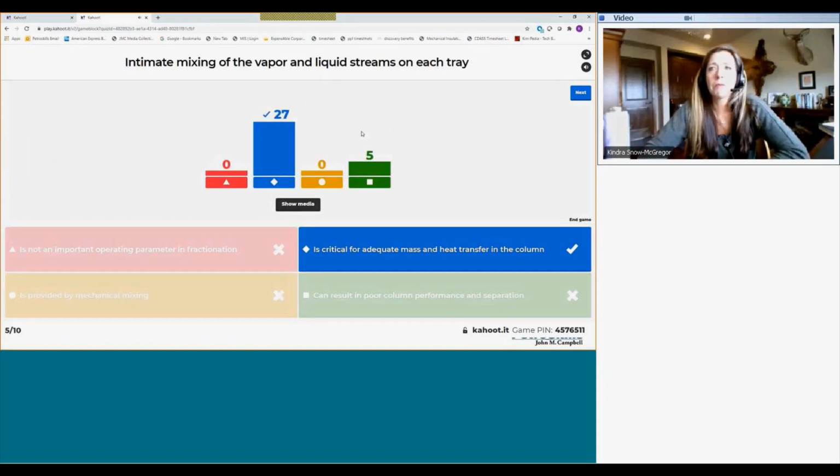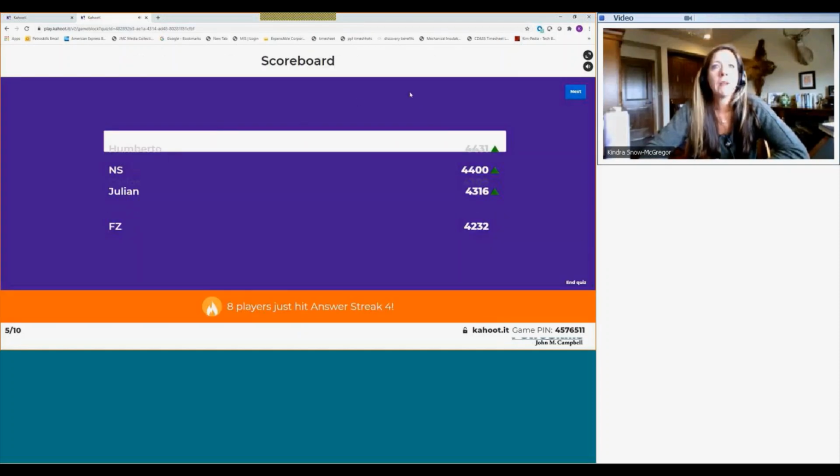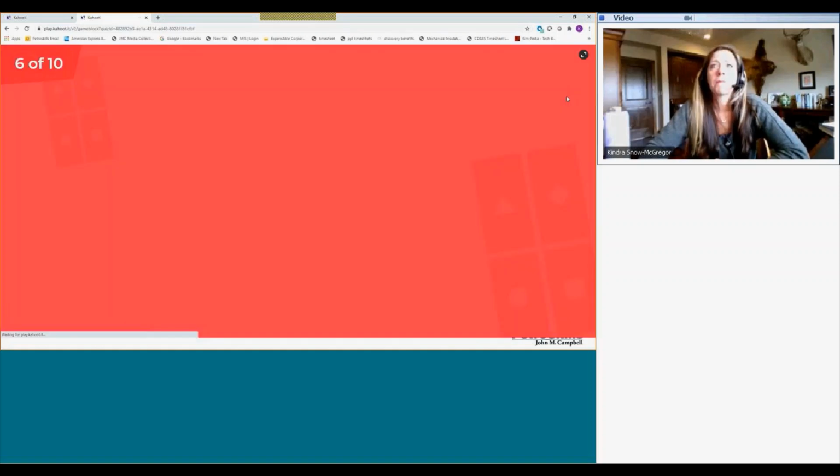All right, beautiful job. Intimate mixing of the vapor and liquid streams on each tray is critical for adequate mass and heat transfer in the column. And Umberto now took the lead, followed by NS.